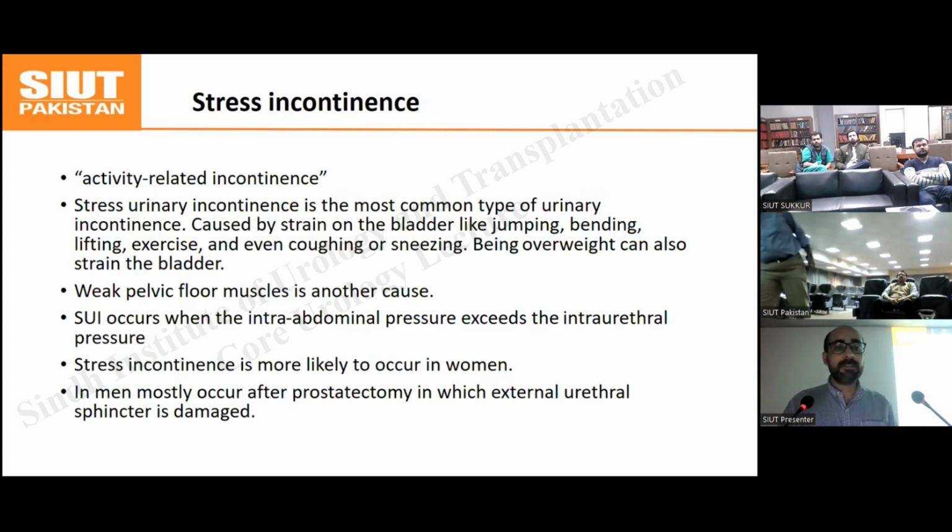One is stress incontinence, also referred to as activity-related incontinence. It is the most common type of urinary incontinence, caused by straining on the bladder, like jumping, bending, lifting, exercise, and even coughing or sneezing. Being overweight is also a cause of it. A weak pelvic floor muscle is another cause. Stress urinary incontinence occurs when the intra-abdominal pressure exceeds the intra-urethral pressure. It is most common in women.